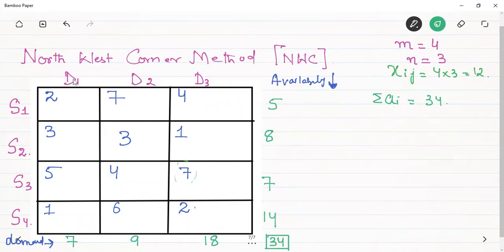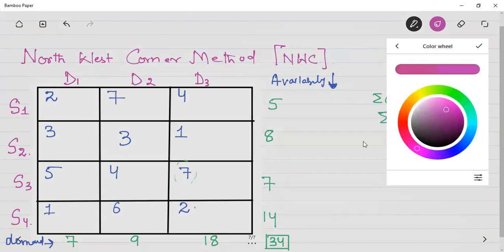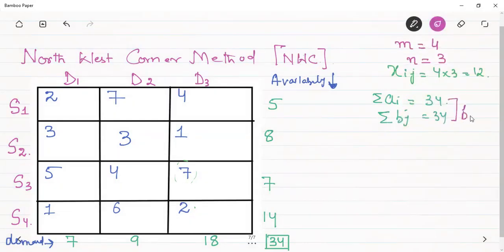And what is the demand of the first shop or first destination? It is 7 units. What is the demand of the second destination? It is 9 units. And what is the demand of the third destination? That is equal to 18 units. You can see that the sum of the availabilities and the sum of the destination demands, 7 plus 9 is, okay, it is 16. 16 plus 18 is 34. They are both same. Summation of bj is also equal to 34. When these are same, the problem is a balanced problem. Okay, this problem is balanced.